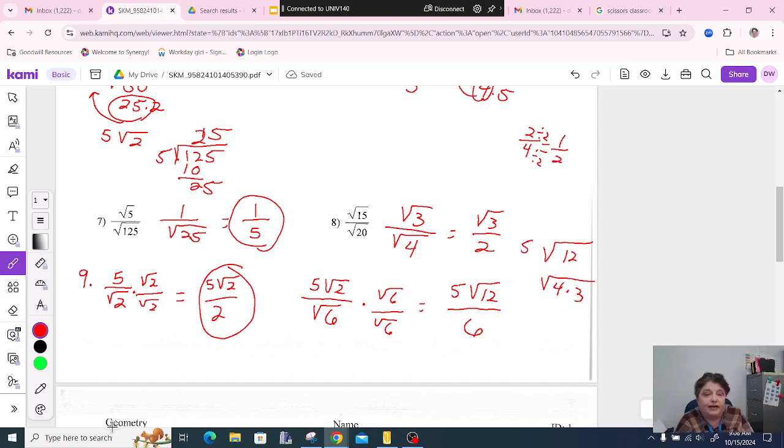This 5 is on the outside, though. So when you take the square root of 4, which is 2, you need to multiply that 5 times 2. So that would be 10 square root 3 over 6. However, I'm still not done because what do you notice about 10 and 6? Yeah, 10 and 6 can both be divided by 2. So when I reduce this fraction, it's going to be 5 square root 3 over 3.